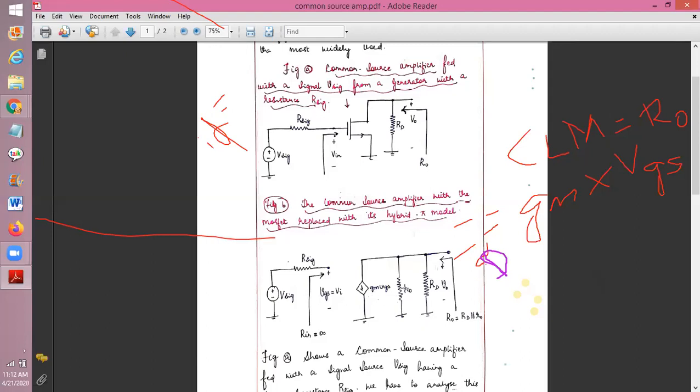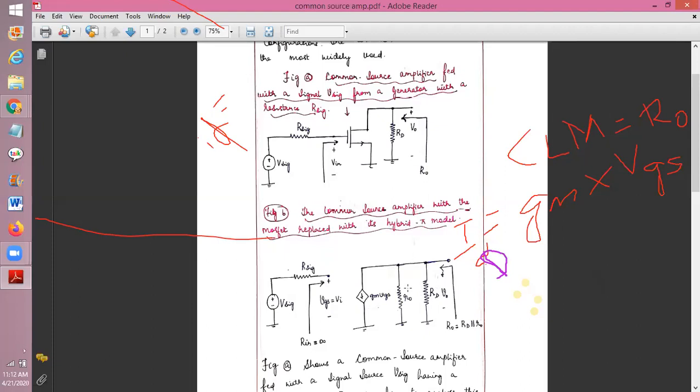But what is ID, as I told you? ID is equal to GM into VGS. Okay. So your V naught is equal to ID into R. ID is GM into VGS, and the value of R is given by RD parallel R naught. So what is your V naught now? Anyone, can you tell what is V naught? Prithvi, what is the total V naught?